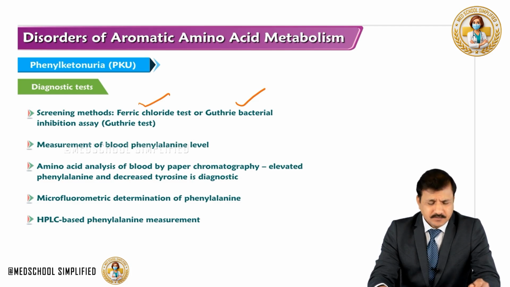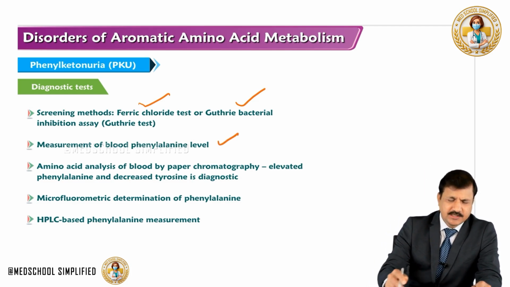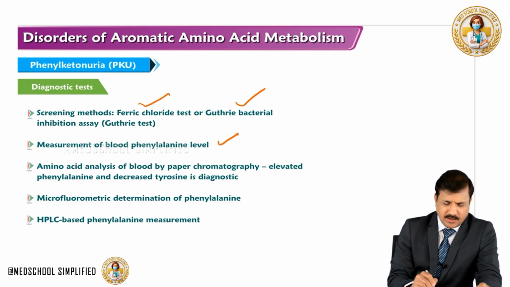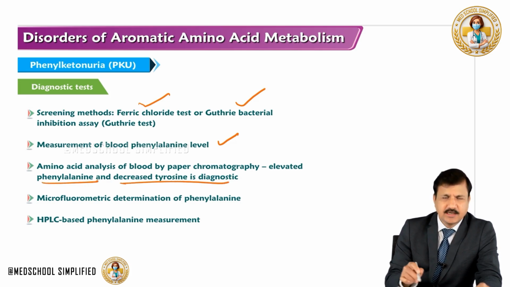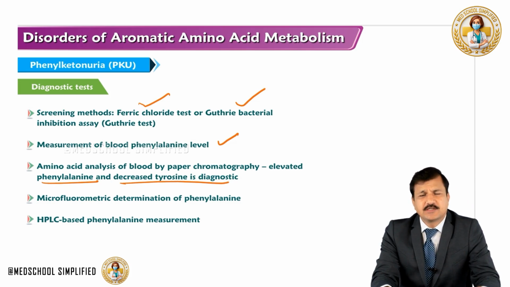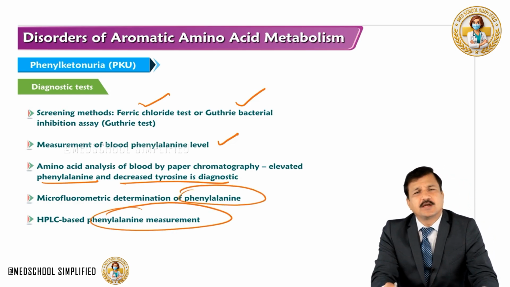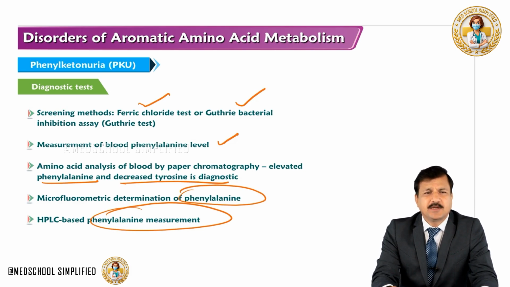Or otherwise, we can just measure phenylalanine levels in the blood, and we can do amino acid analysis using paper chromatography, where phenylalanine is elevated and tyrosine is decreased, which is a diagnostic point there. And microfluorometric determination of phenylalanine and HPLC based determination of phenylalanine can be done.